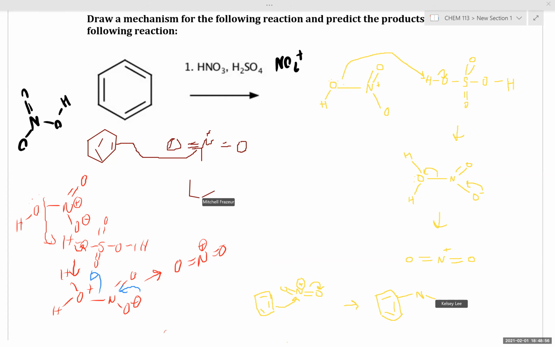Yep, and I see a lot of students showing the exact same step. Once we get our nitronium ion, the aromatic ring attacks the nitronium ion. The only thing to keep in mind is that when you attack your nitronium ion, your product will be a carbocation.